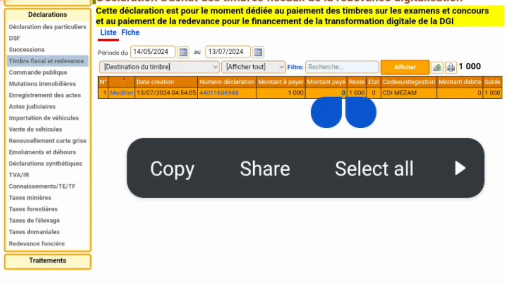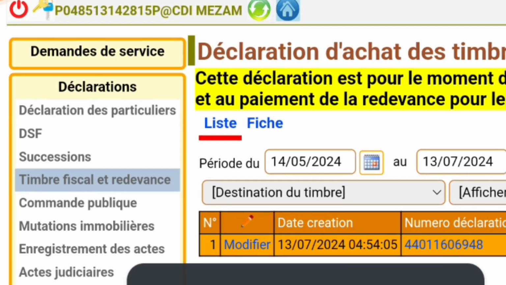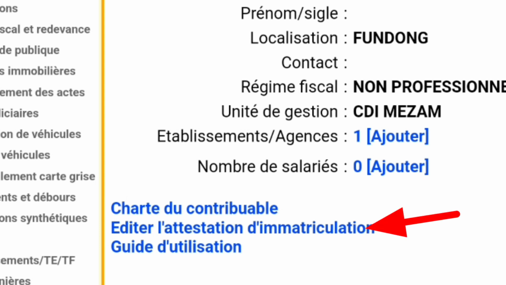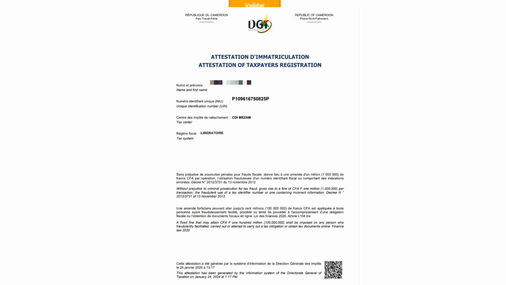So you will then come back to your initial page. Now at this level here, when you click on éditer l'attestation d'immatriculation, you will then have the possibility to download your new taxpayers card. So those are the procedures for you to download your taxpayers card when you don't have a copy of it. But make sure that you follow these procedures and you will have your new taxpayers card.